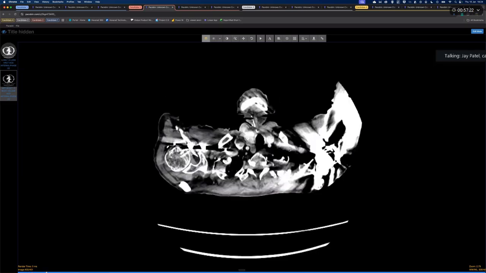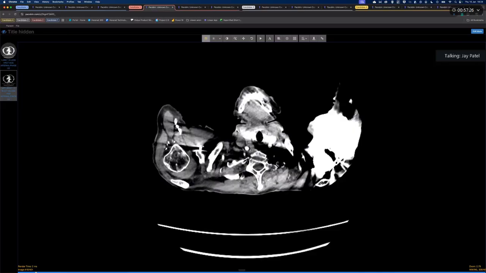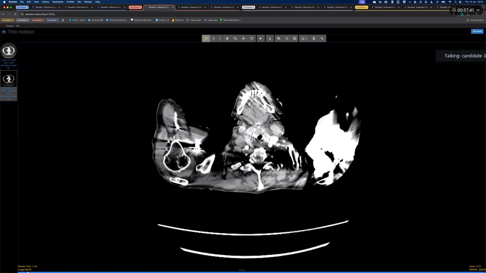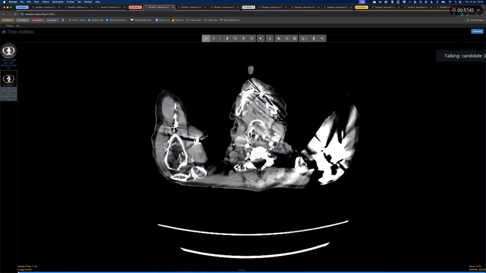Just to remind you of the clinical history, this is a patient who had an abnormal chest X-ray and is having a CT scan of their chest for further evaluation. So I've been presented with cross-sectional post-contrast images, mediastinal window, of a patient who has had an abnormal chest X-ray and is being further evaluated with a CT scan.